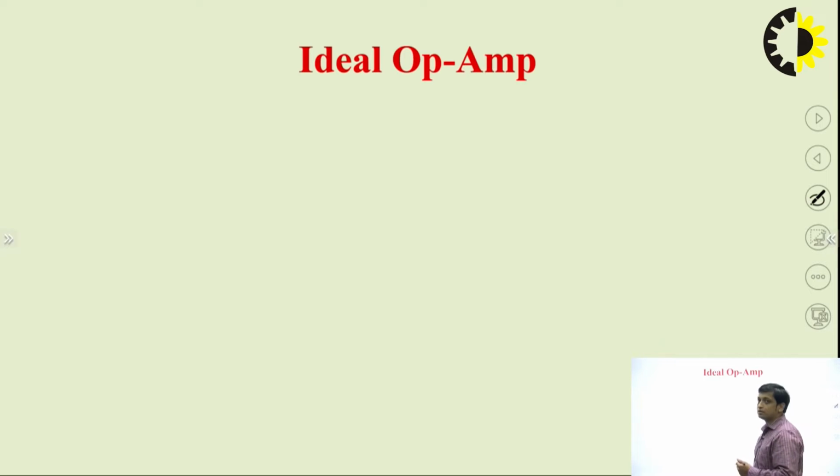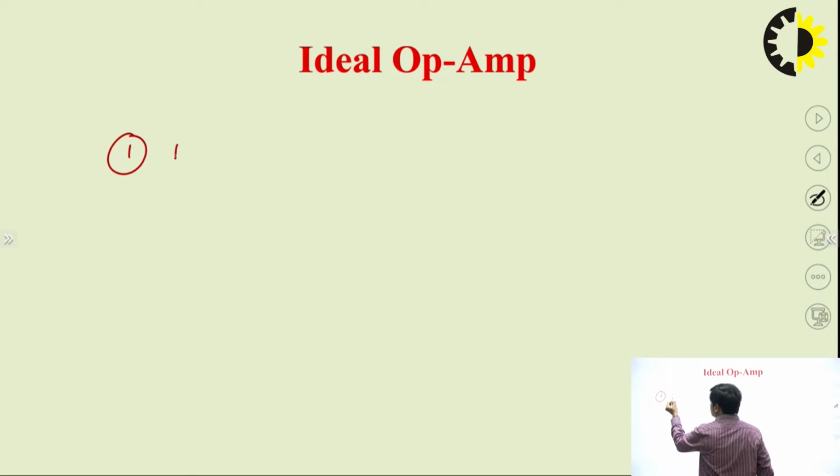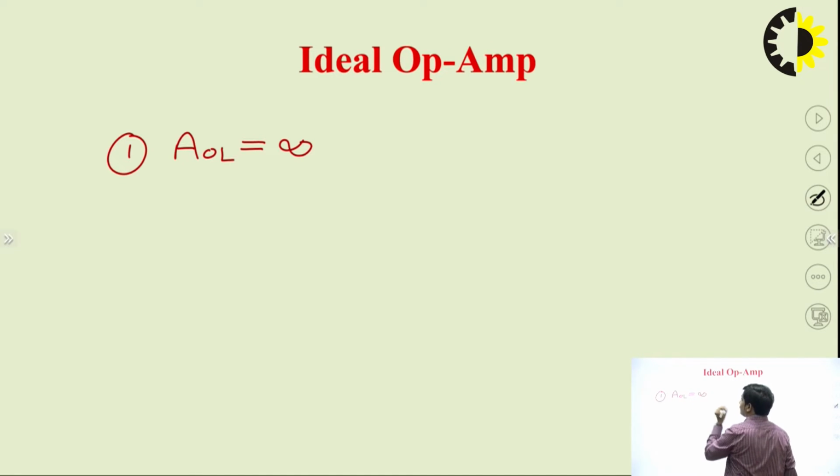Now coming to the ideal op-amp. What should be the characteristics of ideal op-amp? Once we understand the characteristics of the ideal op-amp, then we can understand what should be the value of the input impedance, output impedance, bandwidth, gain for any practical amplifier also. So this is for reference. For ideal op-amp, we say that the open loop gain, in short called AOL, should be infinite.